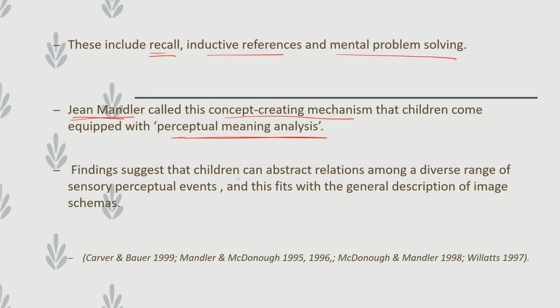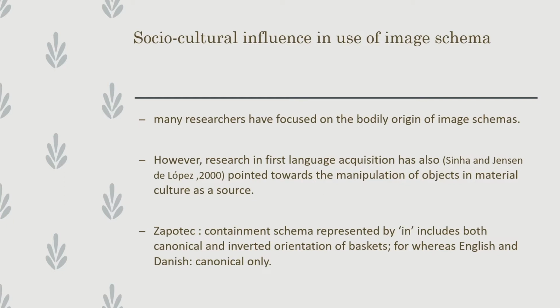So, findings suggest that children can abstract relations among a diverse range of sensory perceptual events, and this of course fits with our understanding of what an image schema is. Some references are here. These are some of the path breaking works from where we get our data. You can always look up those papers; they stand out as the most important in this domain.